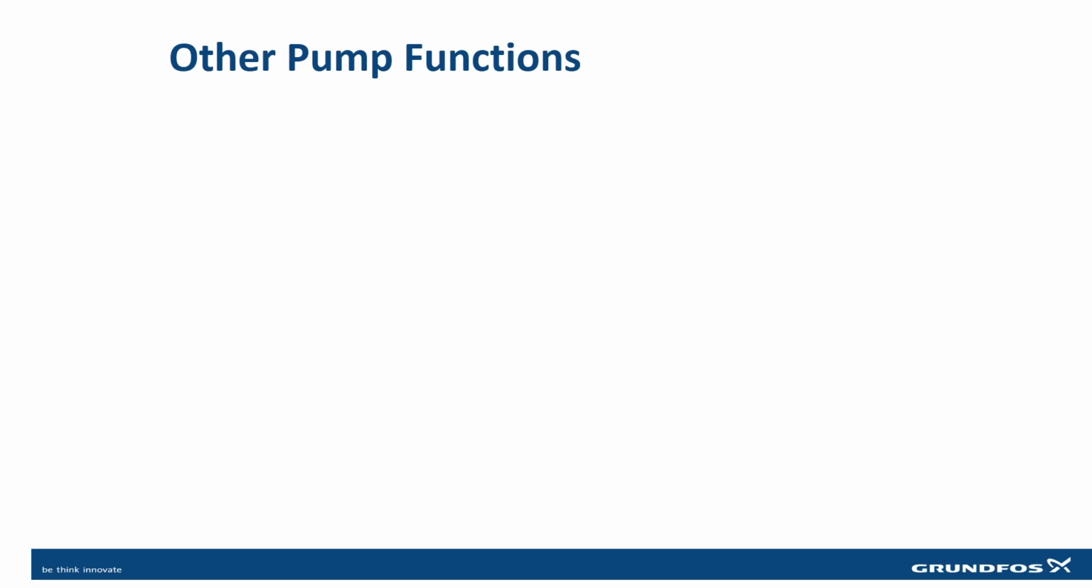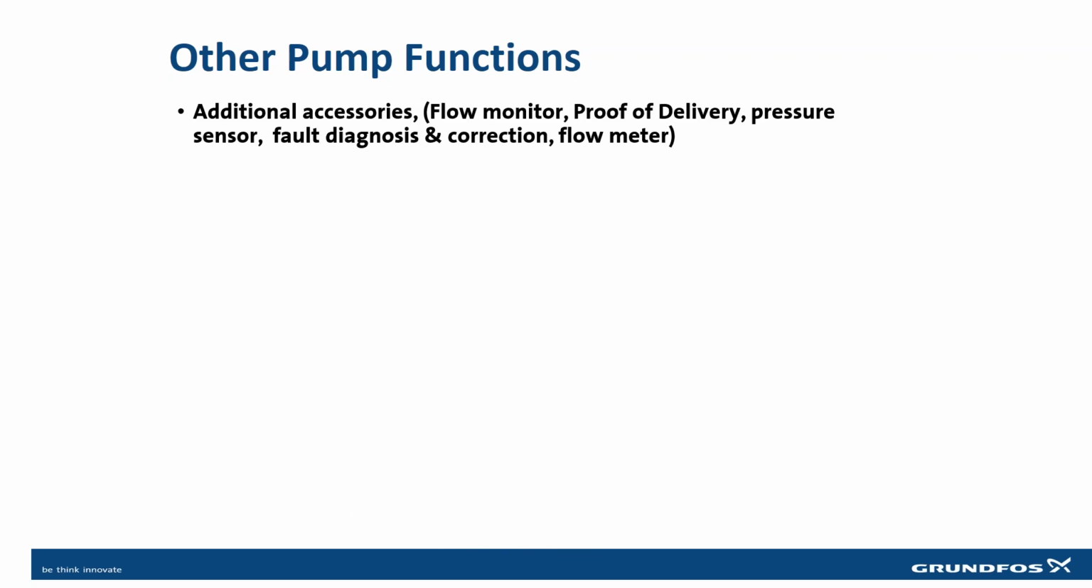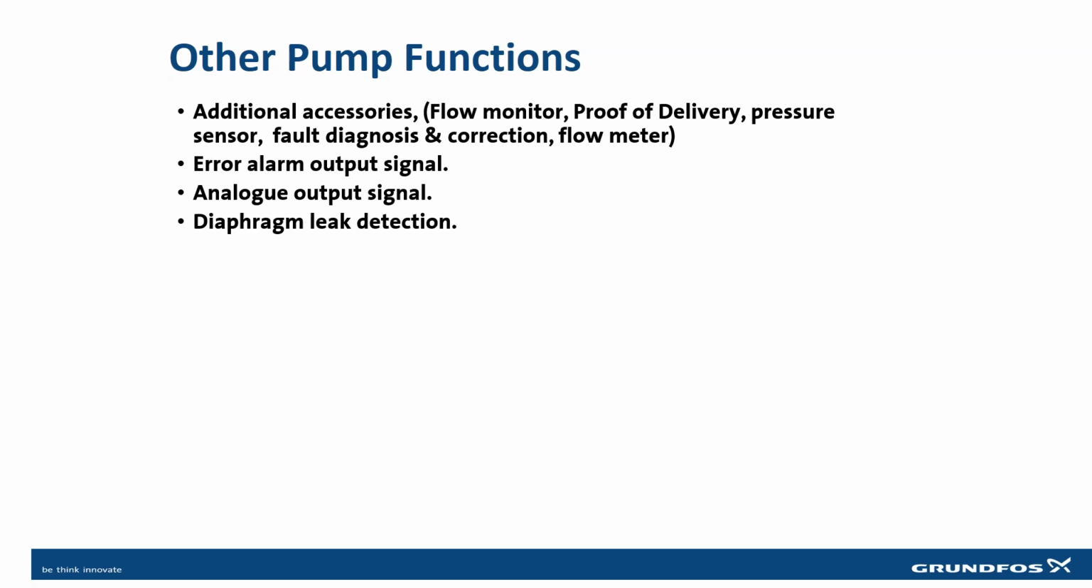Some other functions of dosing pumps that we need to look at may require additional accessories to the pump, like flow monitors, proof of delivery, pressure sensors, fault diagnosis and correction, and flow meter. All could be combined into certain types of our pumps. You might need an error alarm output signal from the dosing pump if the pump fails. It may need an analog output to show the actual value of the pump, its dose rate, as an output signal to a control system. Diaphragm leak detection: should the diaphragm break, perhaps the customer would like to know whether that's occurred. Need to come and fix the pump.